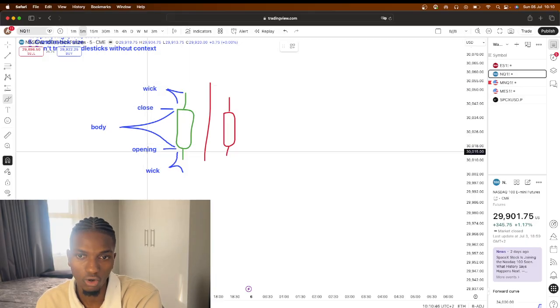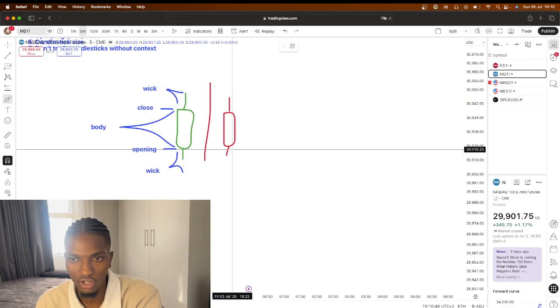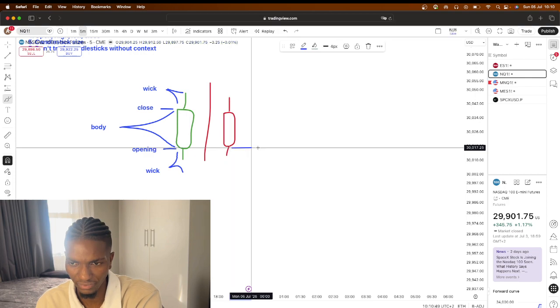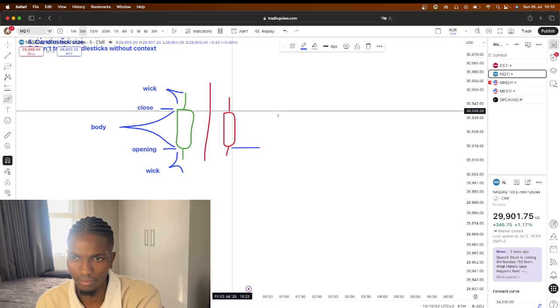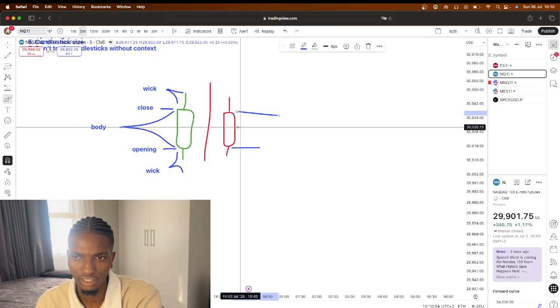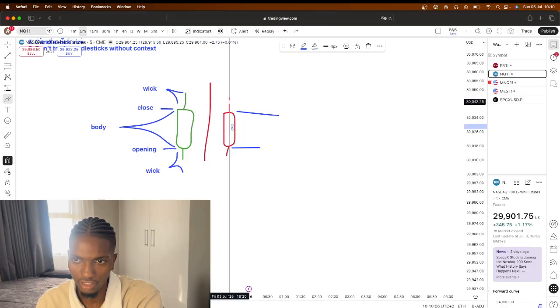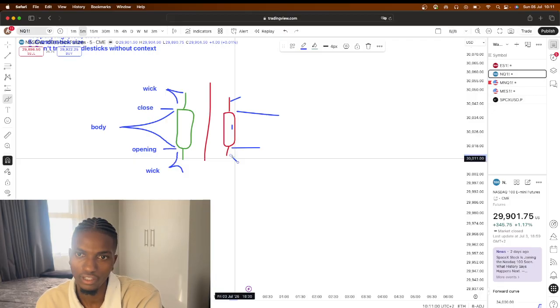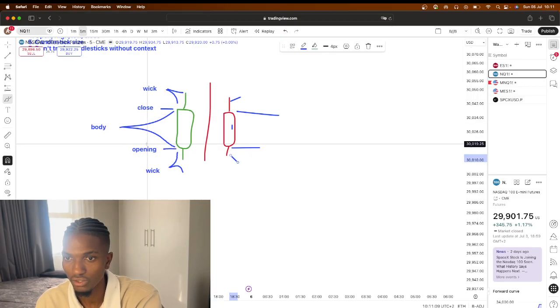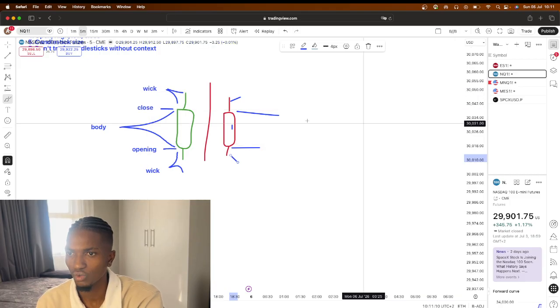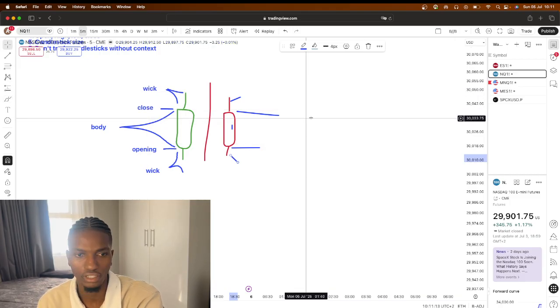The only difference is the opening and the close. So our close will be down here, our opening will be up here, right? This is still a body, this is still a wick, and this is still a wick, similar to this. Nothing changes, only these two, the close and the opening of the candlestick, change. So that's how you can read a candlestick, right?